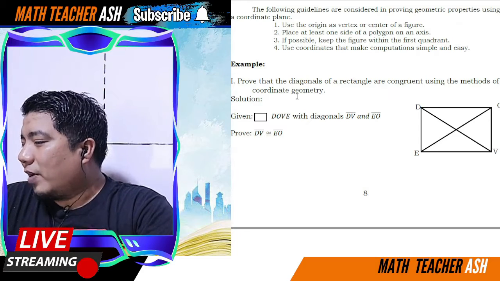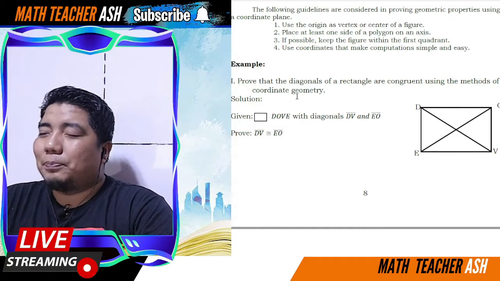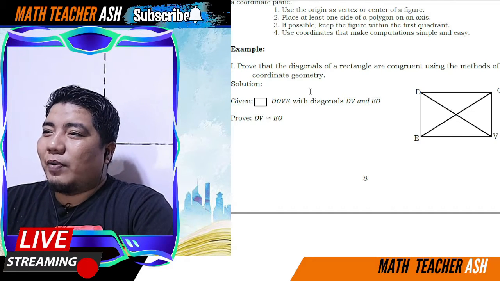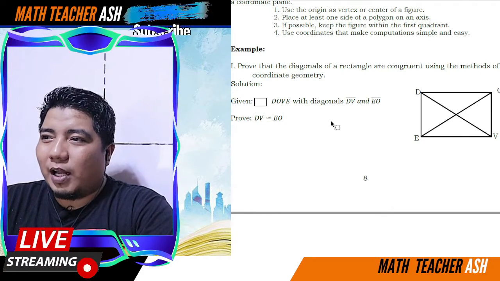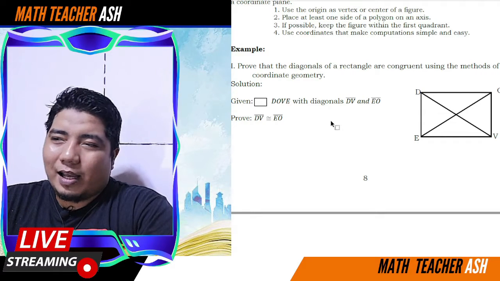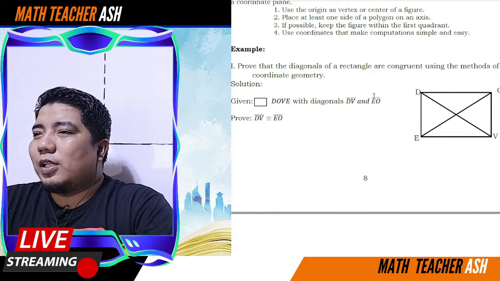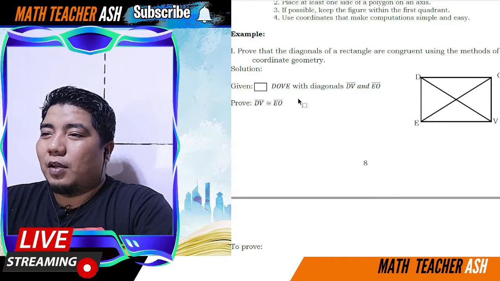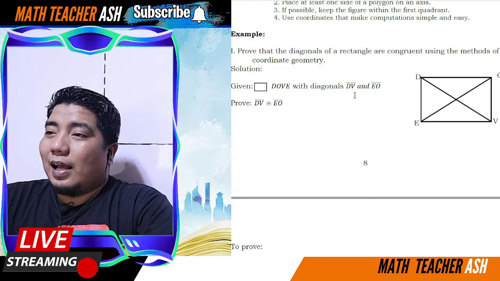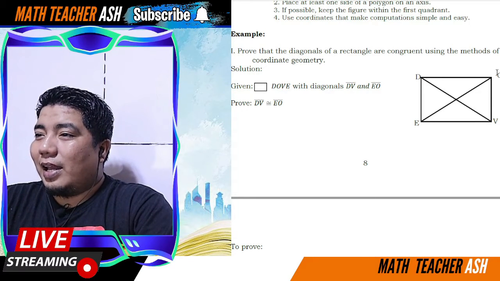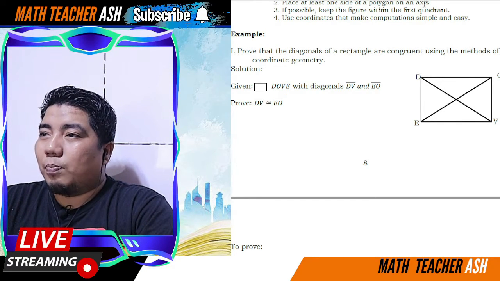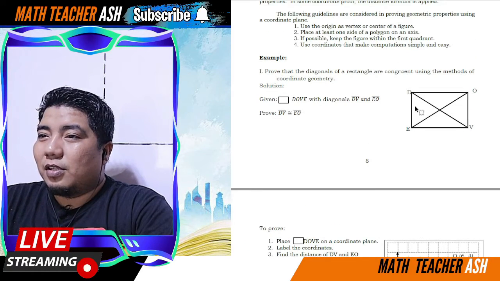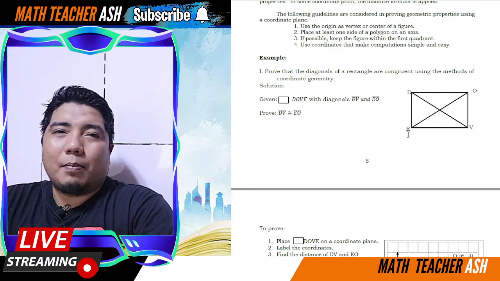Alright, so let's have an example, my dear math learners. We have example number 1. Prove that the diagonals of a rectangle are congruent. So, we will prove that the diagonals of a rectangle are congruent, using the methods of coordinate geometry. So, we have here rectangle DOVE, with diagonals DV and EO. Alright, so I hope you can see that. Okay, so DV and OE are our diagonals.